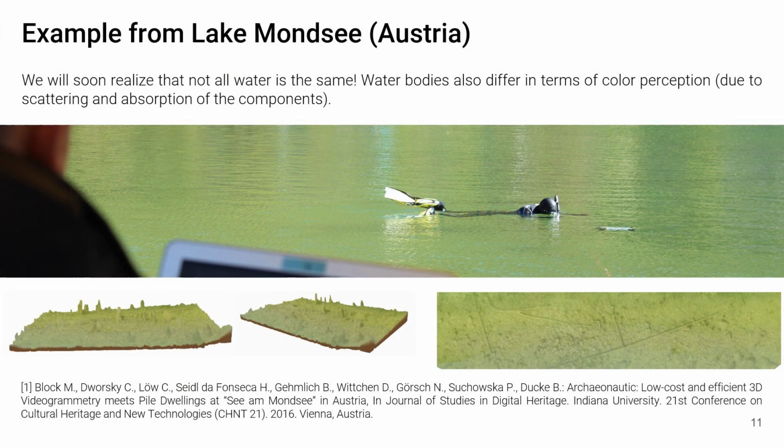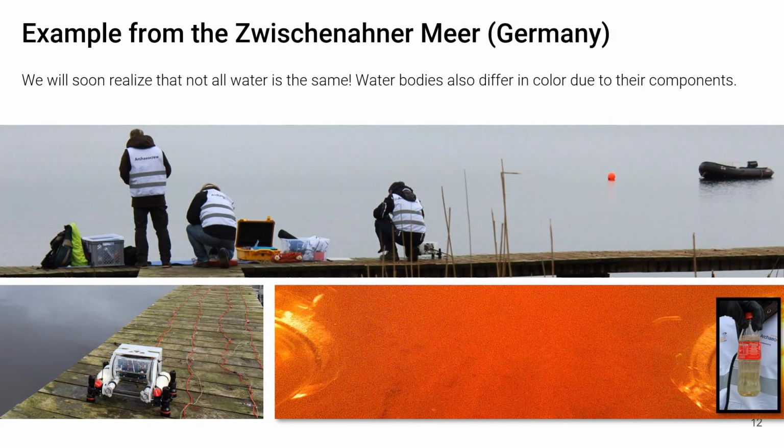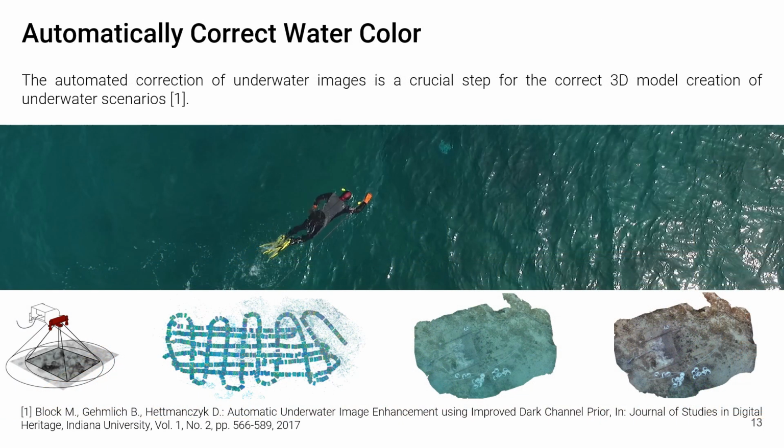In addition to localization, working underwater presented us with another major task. Here, for example, we see the Mondsee again, which shimmers so beautifully green and therefore also leads to green 3D underwater models. Dives in the Zwischenahner Meer in Lower Saxony showed us that there is also red water. Underwater photos taken in Veruda in Croatia in the same year were even blue. So it was time to think about how these different watercolors could be identified automatically and how the images could be color matched based on this. I will explain this method in detail in a moment.